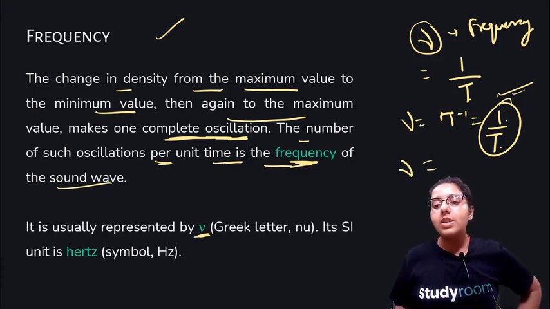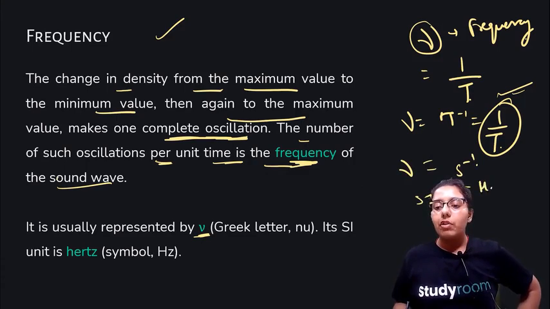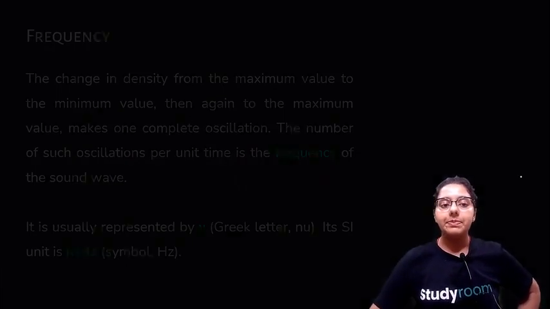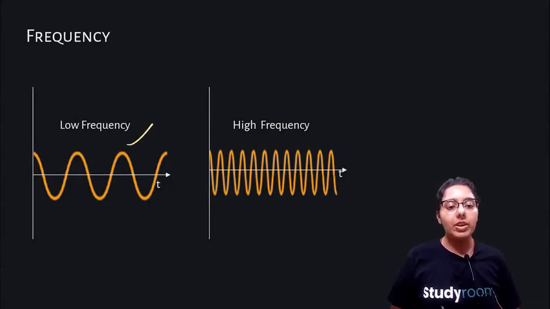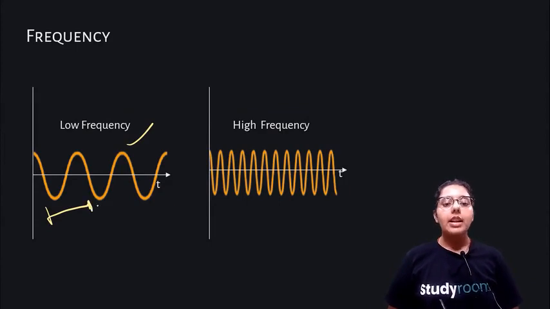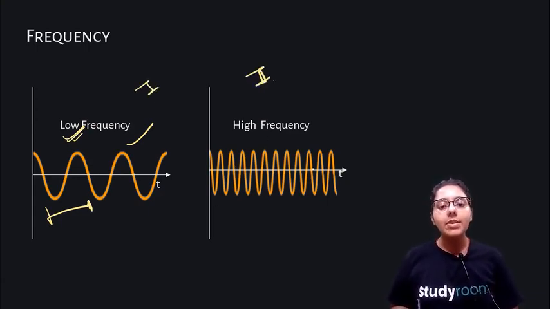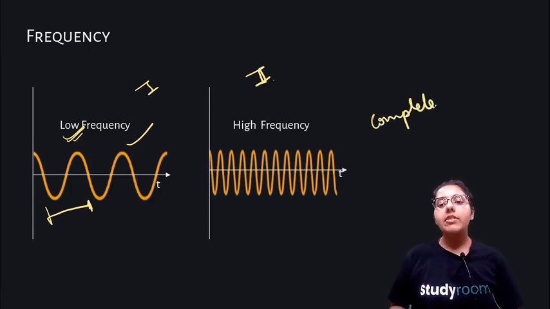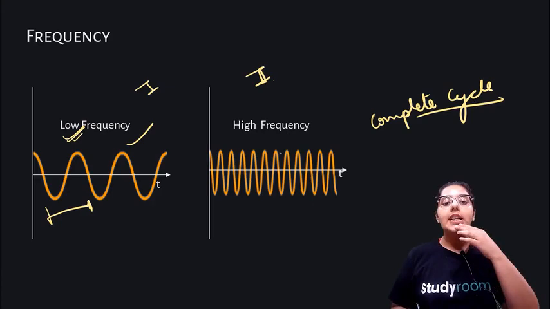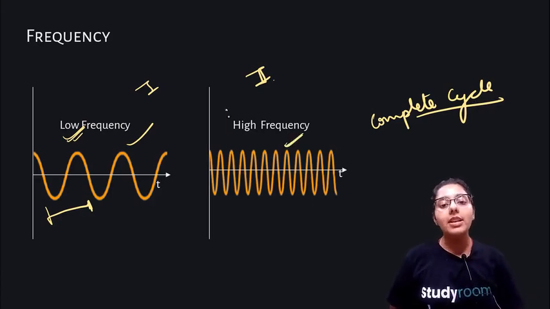Frequency, as it is 1 by T, its unit is second to the power minus 1, right? And its SI unit is hertz. For frequency, the SI unit is hertz. So you can see this is a lower frequency because the number of cycles completed in the same time interval is lesser in this particular case, in case 1. And in case 2, you can see that in the same time period, a large number of oscillations are completed. So we see frequency via the complete cycle, and here more number of cycles are completed, so it has a higher frequency.